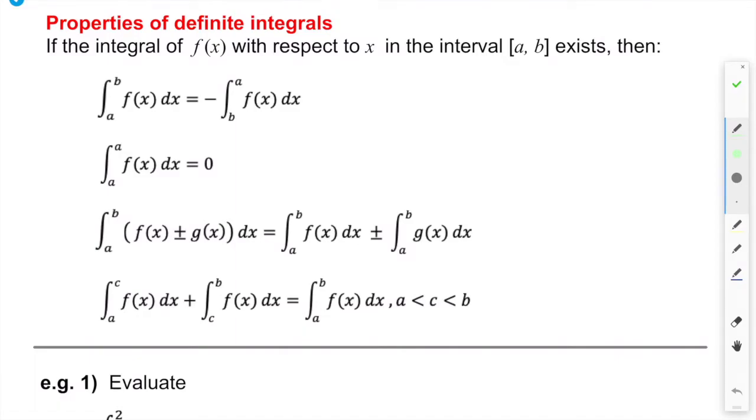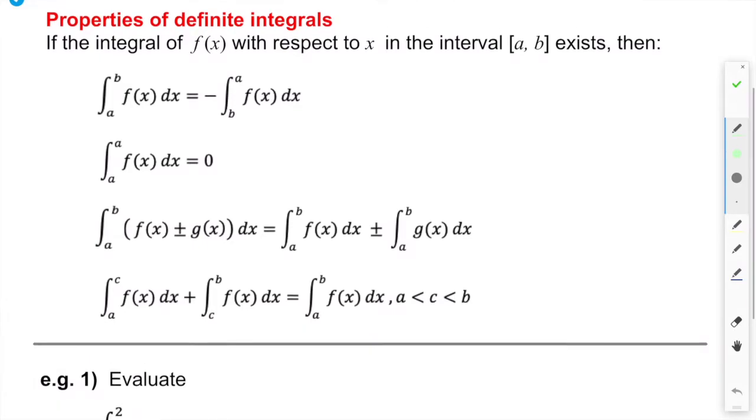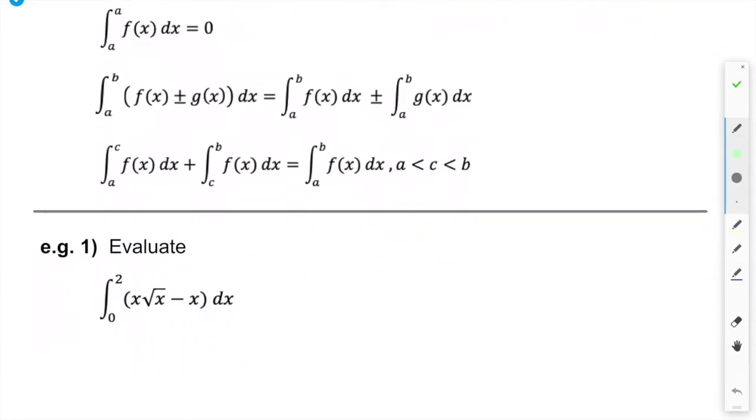And then the next part tells you that if you're taking the definite integral of two functions being added together, you can actually add the results of their individual definite integrals of f of x and g of x. And then if you're really talking about a continuous interval from a to c, from c to b, then you can evaluate the whole integral all at once by taking the very beginning of this interval a to the very end of this interval b.